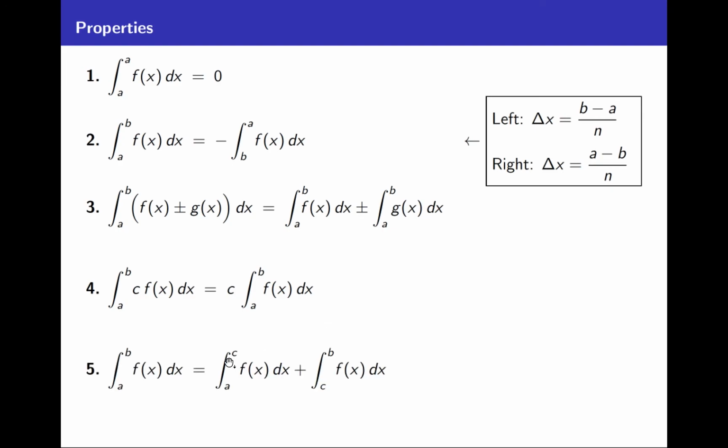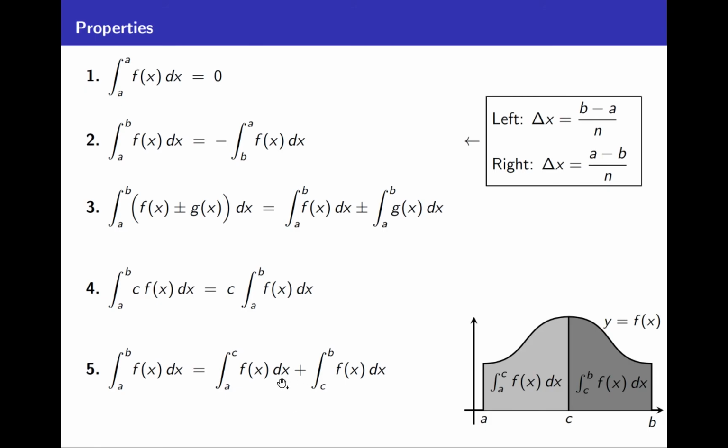Now here's another property, and this one's going to look a little bit strange at first. The integral from a to b of f of x dx equals the integral from a to c of f of x dx plus the integral from c to b of f of x dx. And here c could be any number, but we tend to think about that c as being between a and b.